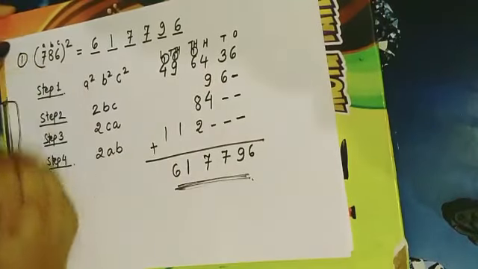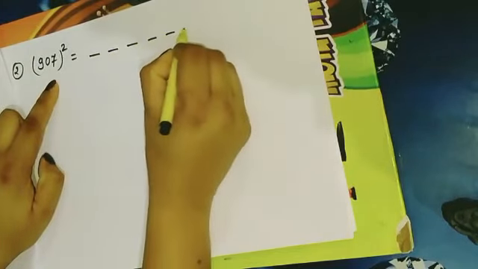This was our first example. Let's take another example. Next I am taking the number 907. This is our second example. So here again I am creating 6 spaces, 1 2 3 4 5 6. Again we will follow the same method.